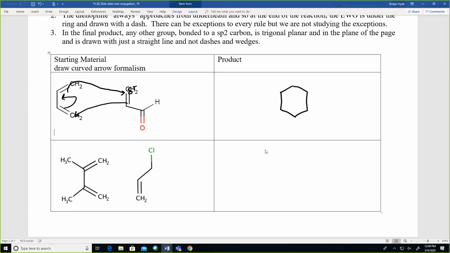Keeping in mind that I go through in number. And so I'm going to number 1, 2, 3, 4, 5, 6. And 1 to 2 is always my attacking carbon to my most electrophilic carbon. Then what I see is, on carbon number 3 is my aldehyde group.